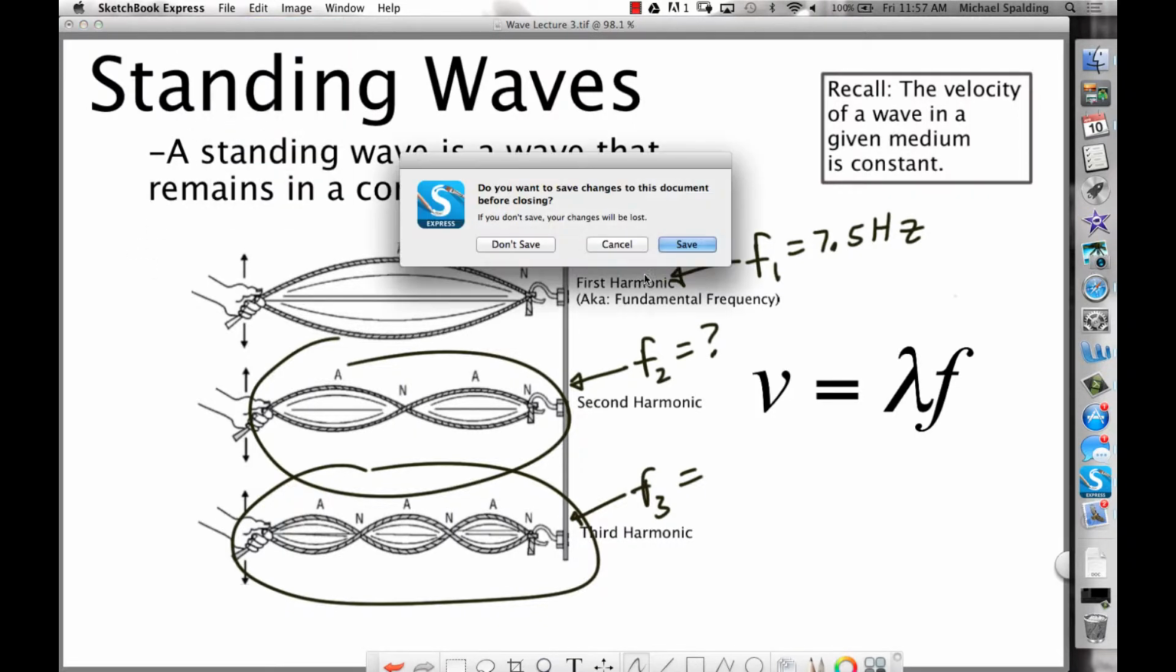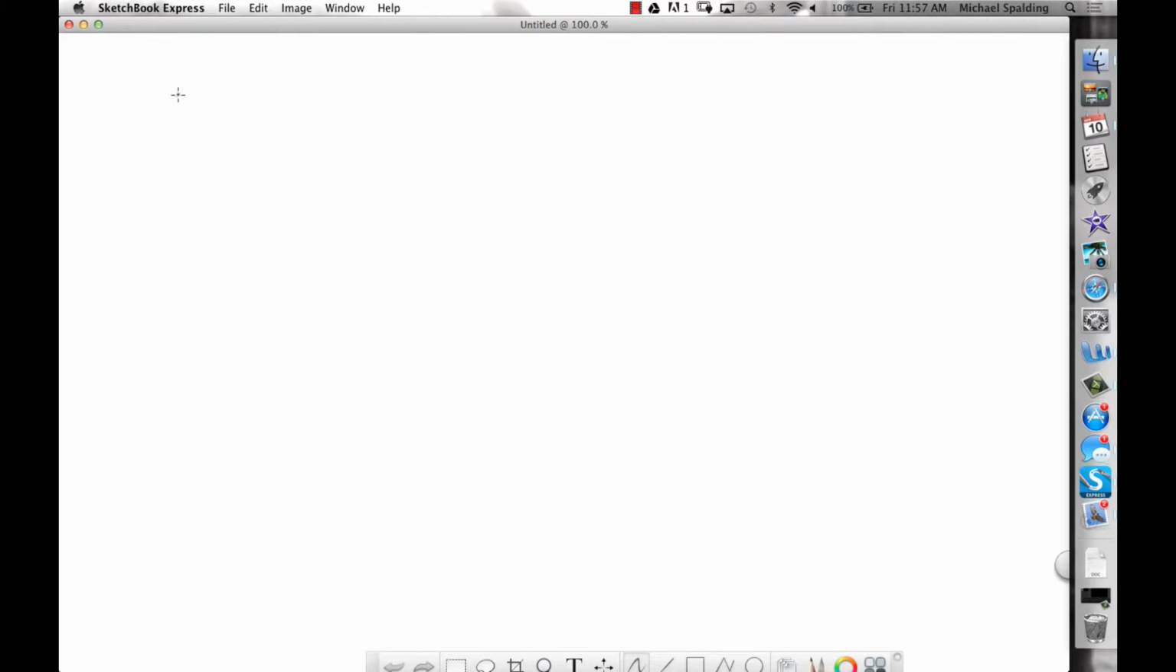So let's go to a blank screen. All right, so the first possible wave, the first harmonic, or fundamental frequency, is when the wave vibrates like this. Now the length of the string is L. From end to end is L.